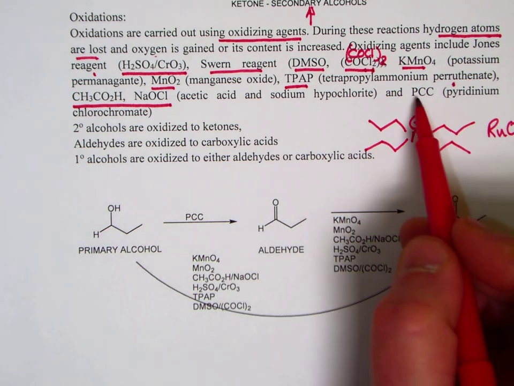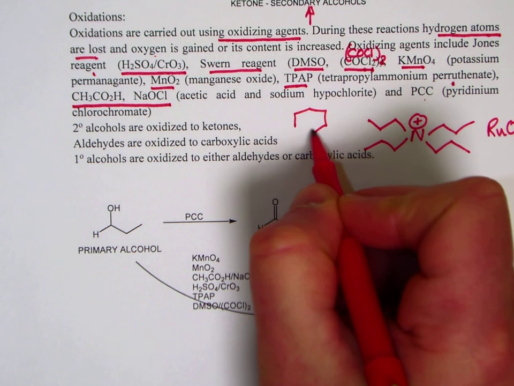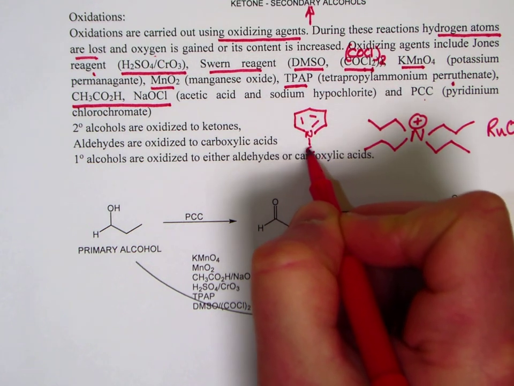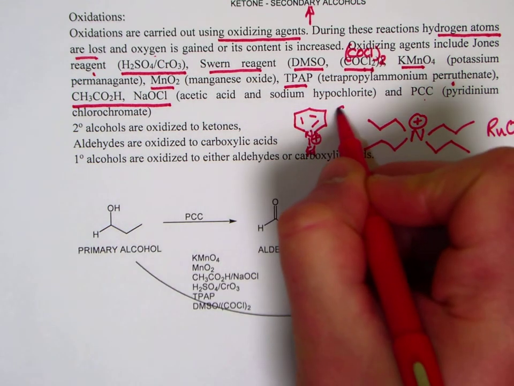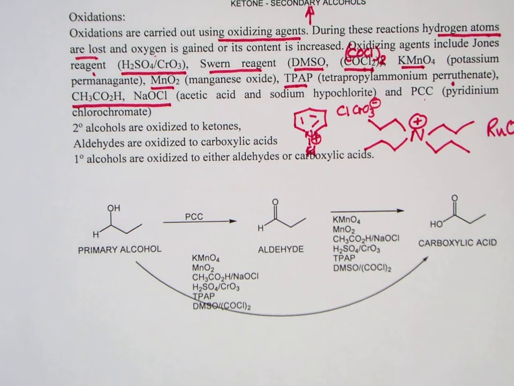And then finally we've got pyridinium chlorochromate. And the pyridinium chlorochromate looks like this with the pyridine and the chloro. So there's the pyridinium and the chlorochromate. It's this. It gives us our species. So those are our oxidizing agents.